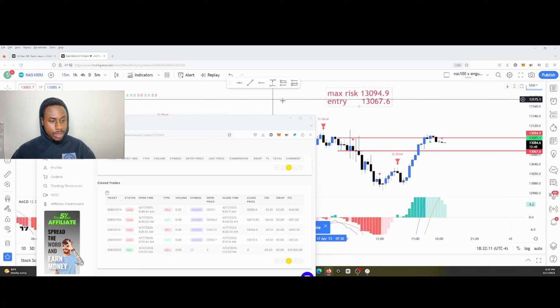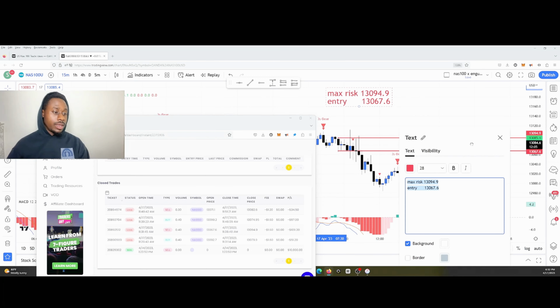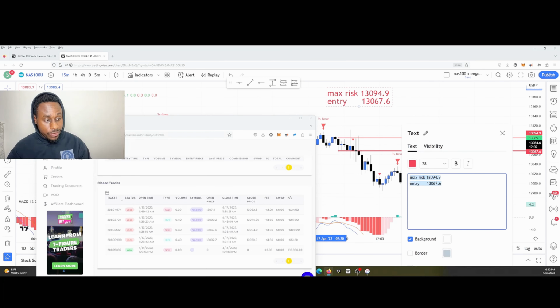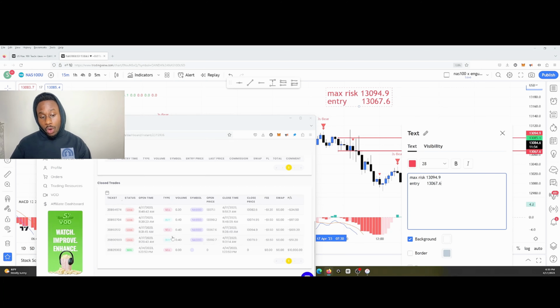From there, give me one second. All right. So what I was saying is that if you have a max risk of 13,094.9, that's where I have my stop loss, and my entry at 13,067.6. When you have a 0.4 lot size on Nasdaq 100, it multiplies your risk by 4, right? So the amount you get when you subtract this from this, you multiply that by 4, and that's the max amount you can lose on this trade. I'm actually going to work it out now, and then you can see how it matches up to this, plus the fee or commission paid to the broker, right?